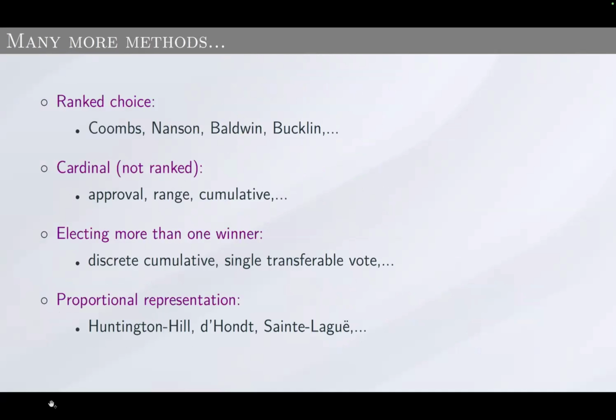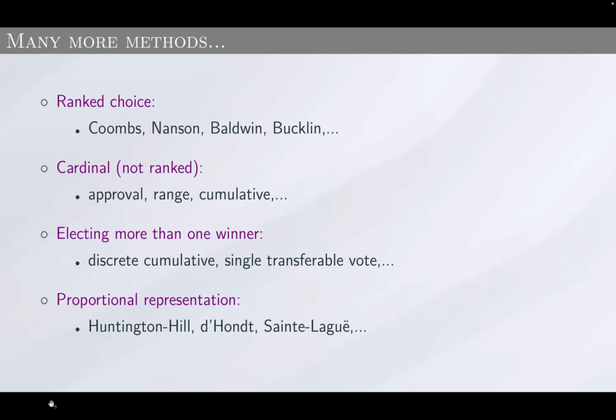And this is just the beginning of the story. There are lots of other methods, both for ranked choice ballots. Then there are methods that don't even depend on rankings at all. They don't ask you to rank the candidates. They just ask you to evaluate each candidate separately. Then you can have elections where more than one winner is elected, like you're electing a committee or a council or something. So there's a slew of methods.